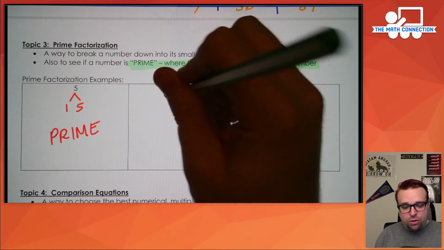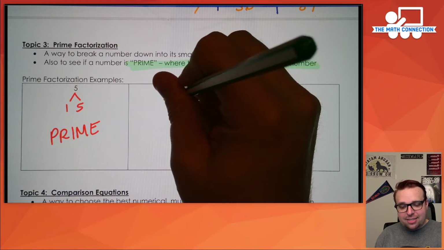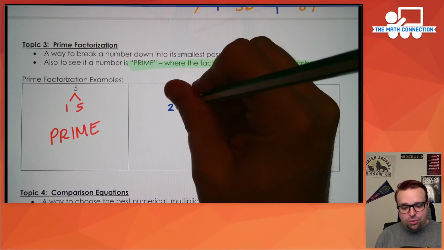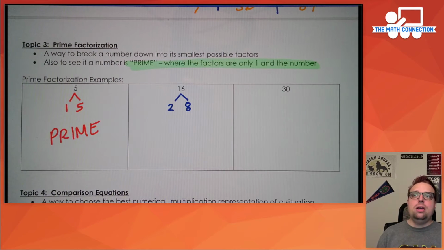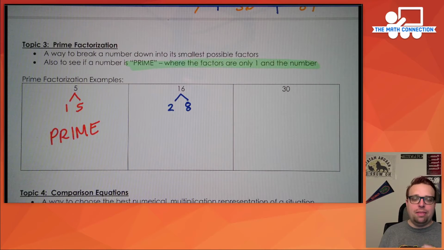So let's break down the first level here. I'll use a different color. We'll use blue. So if I divide 16 by 2, I get 2 and 8. Now I'm done with 16, and I'm at the next level of 2 and 8. Those are my factors. I want to keep breaking this down.